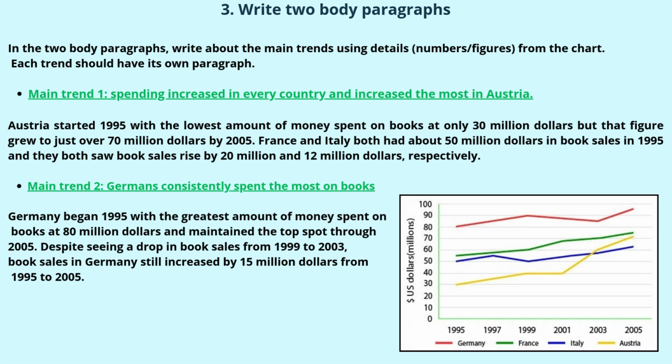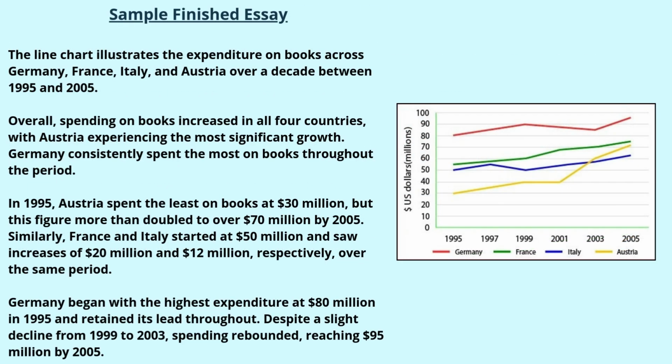Next, we can observe that main trend 2 is Germans consistently spent the most on books. So for this we will write Germany began 1995 with the greatest amount of money spent on books at $80 million and maintained the top spot through 2005. Despite seeing a drop in book sales from 1999 to 2003, book sales in Germany still increased by $15 million from 1995 to 2005. Now, after following all these steps, we can write our line chart with perfection.